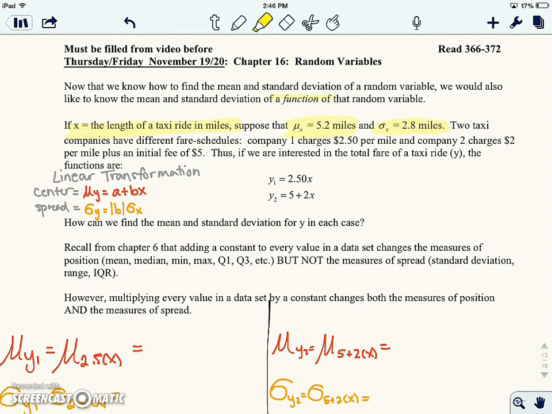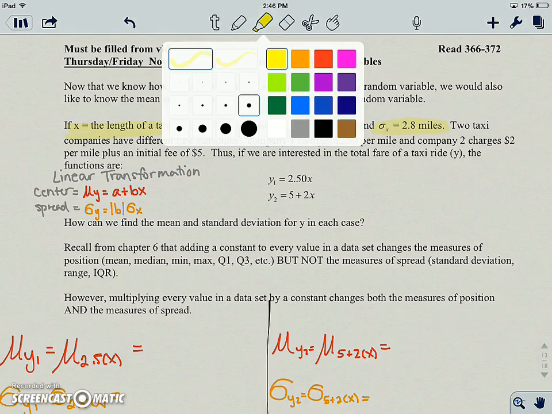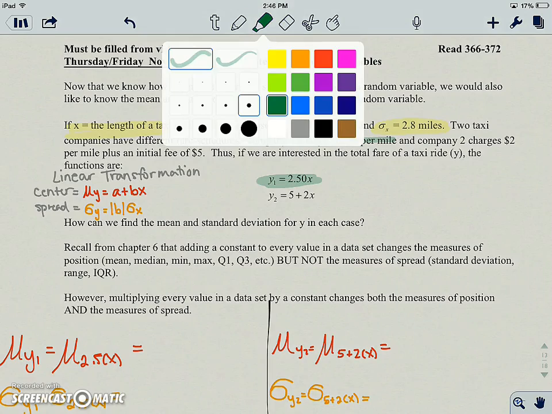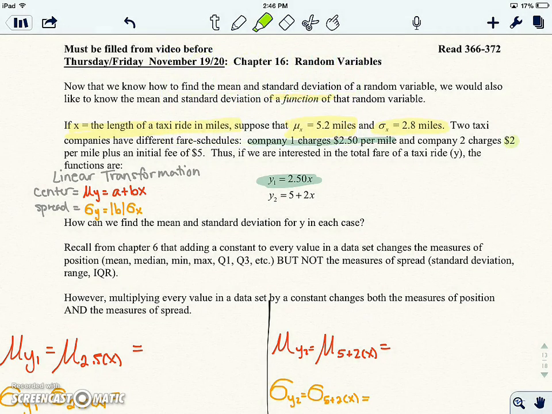Two taxi companies have different fare schedules. Company 1 charges $2.50 per mile, so that's this formula, 2.5 times the number of miles. And Company 2 charges $2 per mile plus an initial fee of $5. So basically you get in the taxi, shut the door, that's a $5 flag drop, and then they charge you $2 a mile. So thus, if we are interested in the total fare of a taxi ride Y, the two functions are as below. And that is what we did in Unit 1.